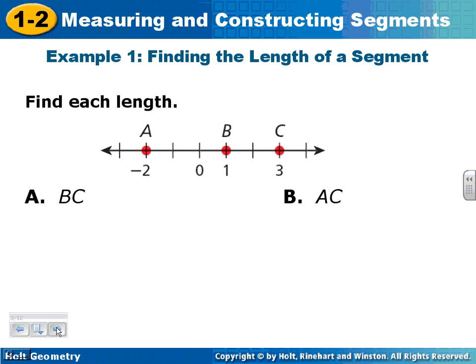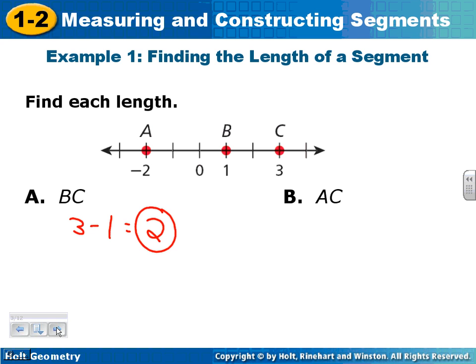Look at this next one. Example 1, finding the length of a segment. Find each length. Well, for A here, BC means the length from B to C. And you see that point C is at 3 and B is at 1. So we subtract the right from the left. So we go 3 minus 1, which is 2. My answer is 2. The length from B to C is 2.